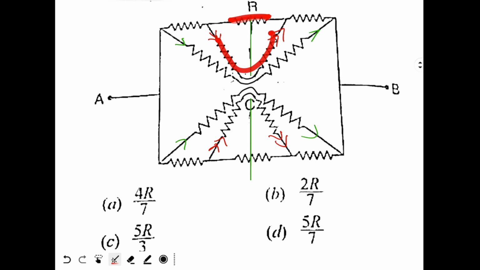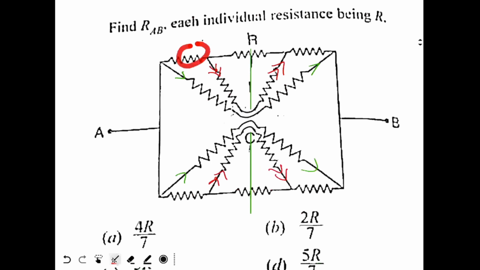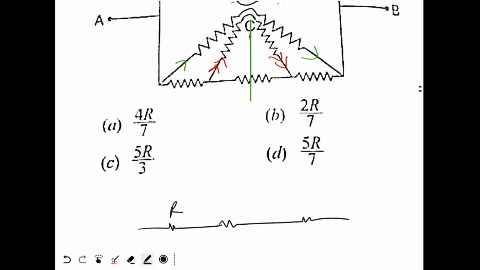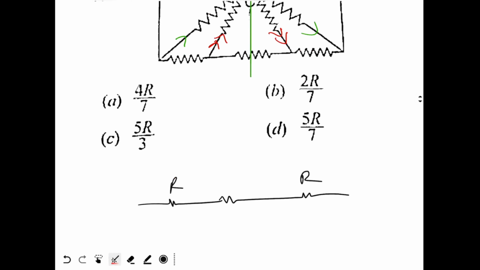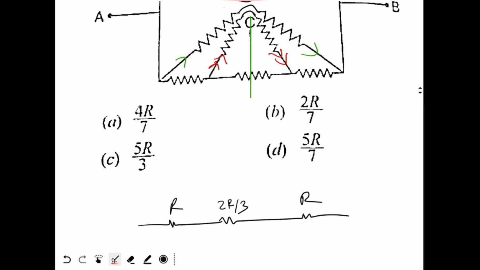So R and R over here. Then this is 2R and R, so we get 2R by 3. Finally R plus R, 2R at these two ends. So this is 2R, and everything the same we have to draw at the bottom also: R, 2R by 3 and R, then we have another 2R over here. So now it's easy to simplify.